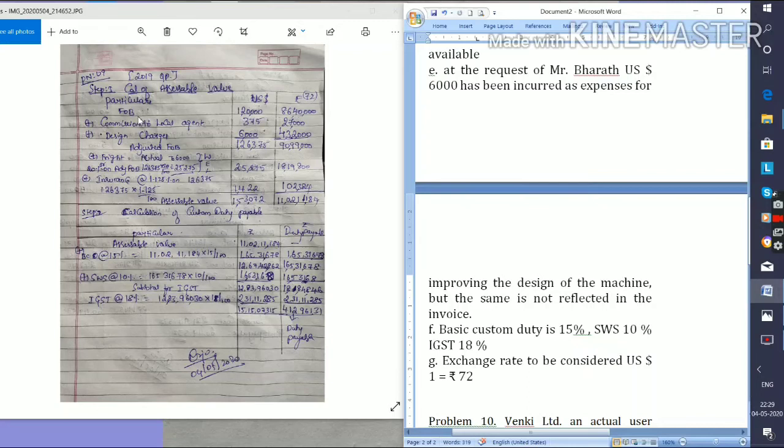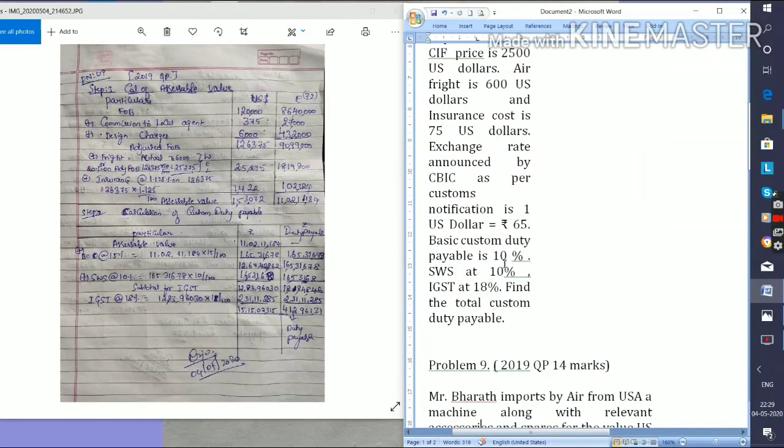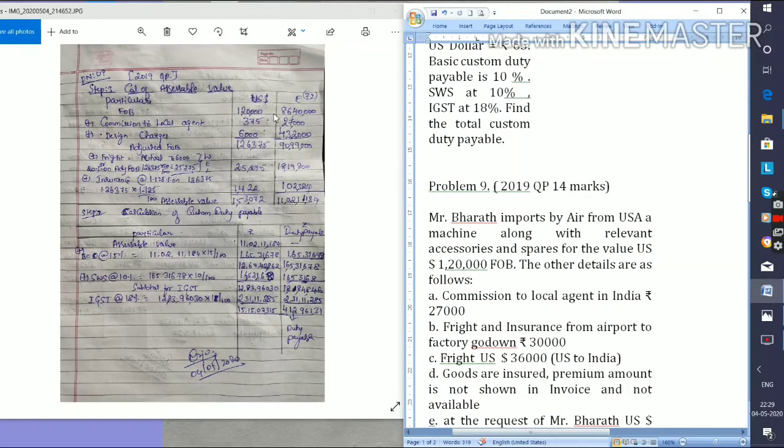Calculation of assessable value. FOB, take the FOB value, that is 1,20,000. When it is converted to Indian rupees, 86,40,000. Add commission to the local agent which was given in Indian rupees; you should convert to dollars. When converted to dollars, 375. Next, designing charges $6,000. When converted to Indian rupees, 4,32,000. Add all this, you will get adjusted FOB, 1,26,375 US dollar. Indian rupee 90,99,000.